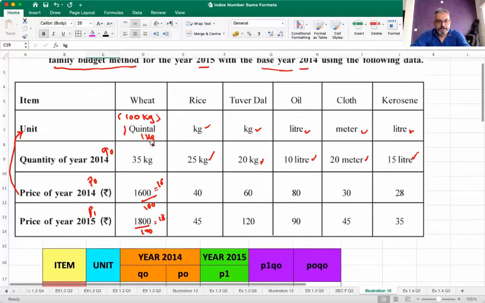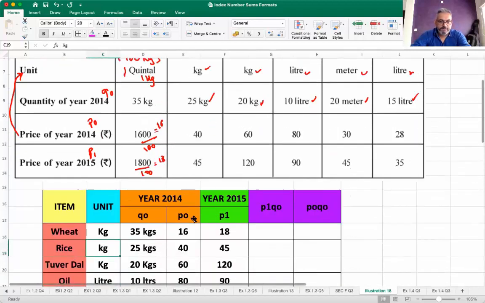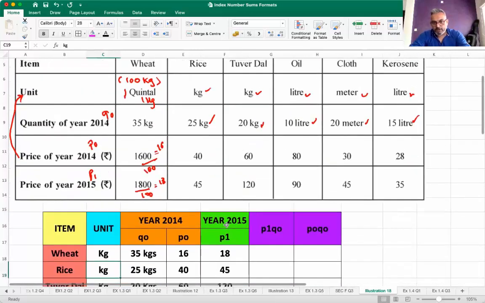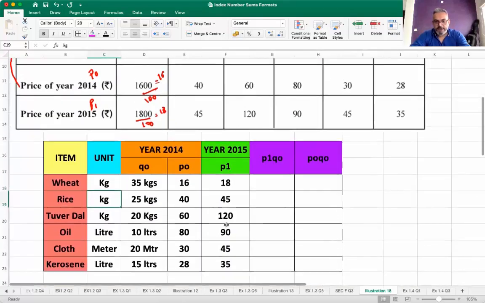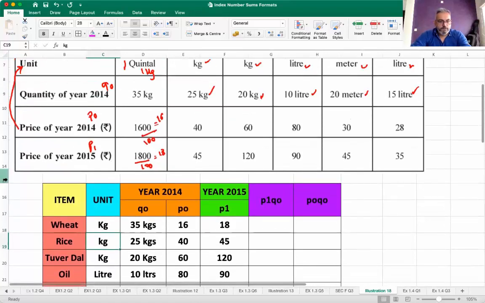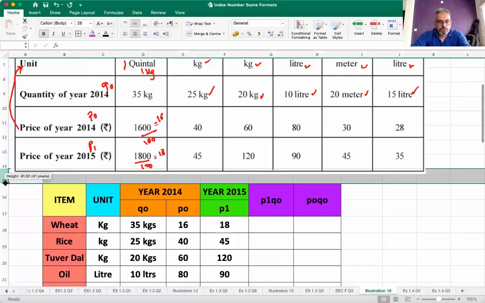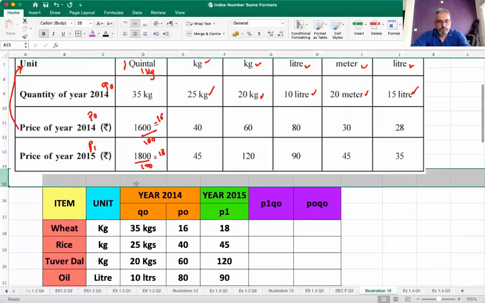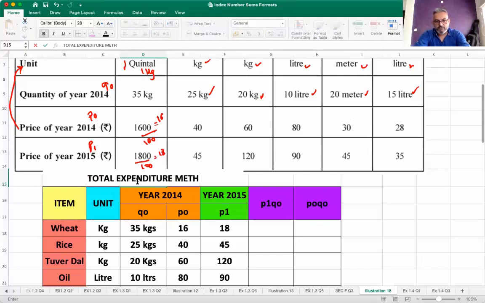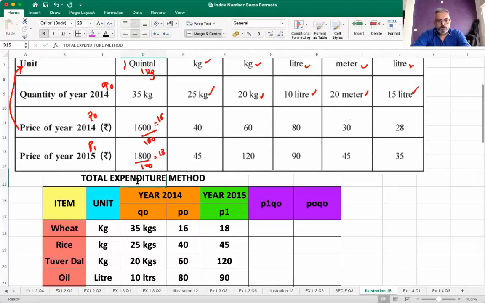Always cross verify. See the conversions once again. See the data once again. कुछ गलत तो नहीं हो गया है ना. Always check. Now, first we are going to do the total expenditure method. So give the heading: total expenditure method.